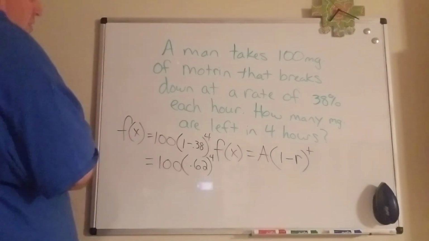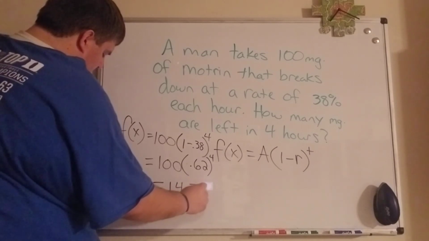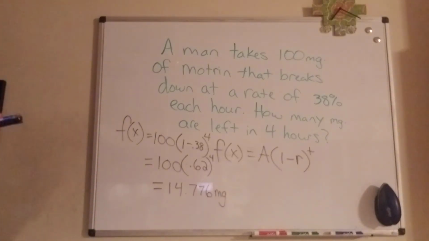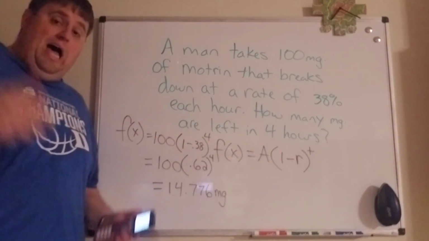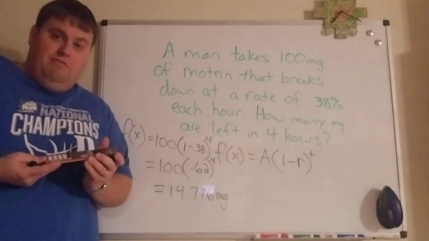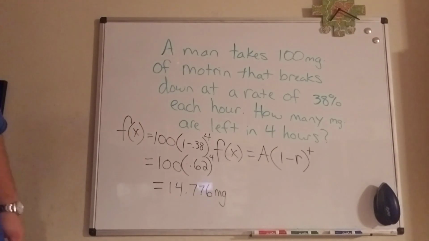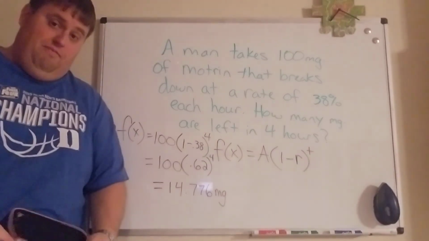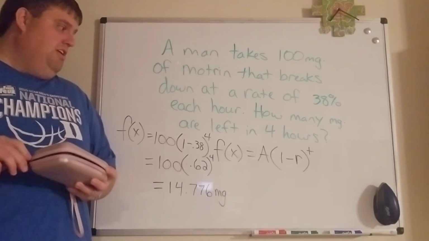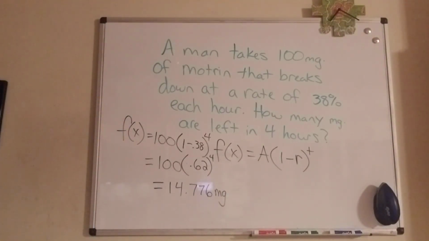And after 4 hours, you would still have 14.776 milligrams of Motrin in your body. So this is why you're not allowed to take medicine just as often as you want. They tell you you have to wait 6 hours. This is why. Because it's still in your body, and if you take too much of it, obviously that is not good for you. So you have to wait till there is such a low amount left in your body that it doesn't matter, and then you can have more medicine for your headache or whatever you have.